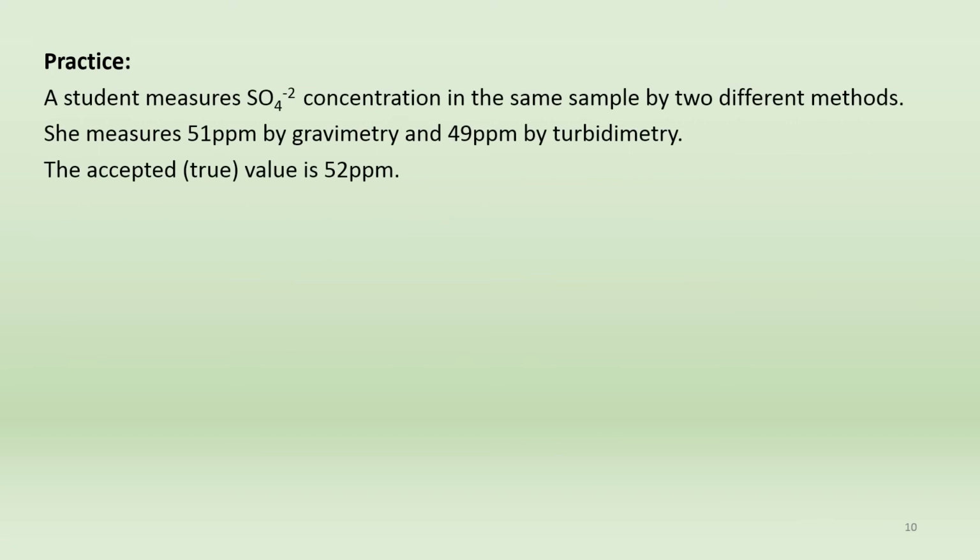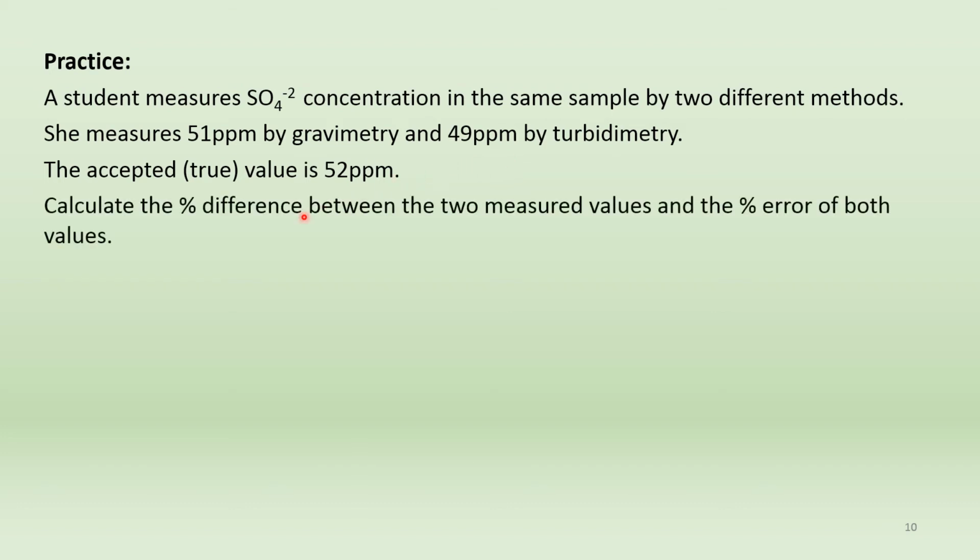Try this problem. A student measures sulfate concentration in the same sample by two different methods. She measures 51 ppm of sulfate by gravimetry and 49 ppm by turbidimetry. Let's say the accepted value is 52 ppm. Calculate the percentage difference between the two measured values, and also calculate the percentage error compared to the true value.